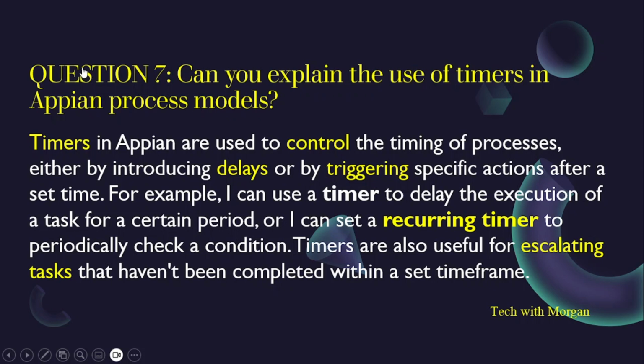Question 7. Can you explain the use of timers in Appian process models? Timers in Appian are used to control the timing of processes, either by introducing delays or by triggering specific actions after a set time. For example, I can use a timer to delay the execution of a task for a certain period, or I can set a recurring timer to periodically check a condition. Timers are also useful for escalating tasks that haven't been completed within a set time frame.